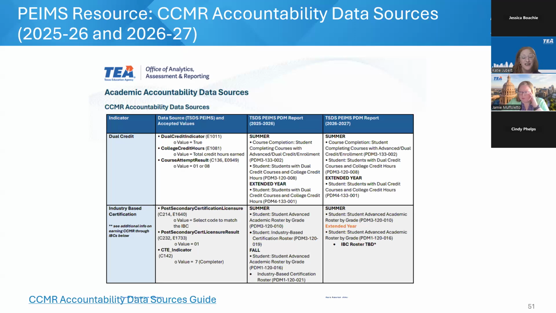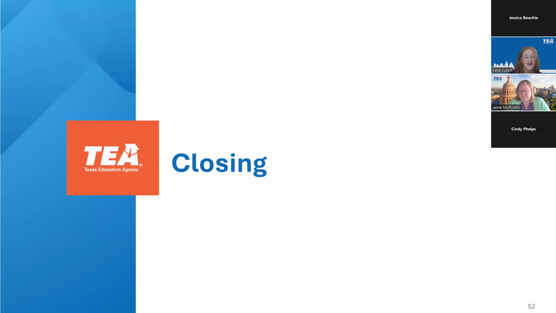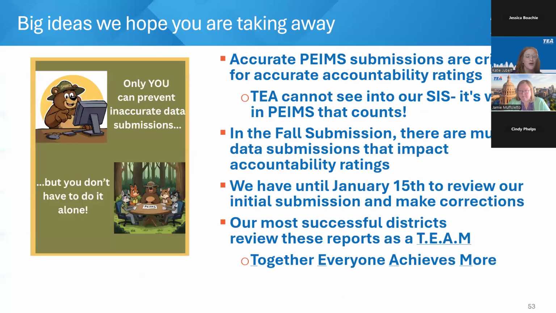We appreciate you all. So to close us out today, here are some big ideas we really hope that you're leaving with. Only you can prevent inaccurate data submissions, but you do not have to do it alone. These PEIMS submissions being accurate are critical for accurate accountability ratings. And we always just want to stamp, we cannot see what is in your SIS. It's really what is in PEIMS that counts. So please make sure that those are matching up.